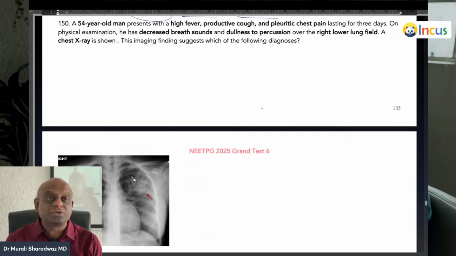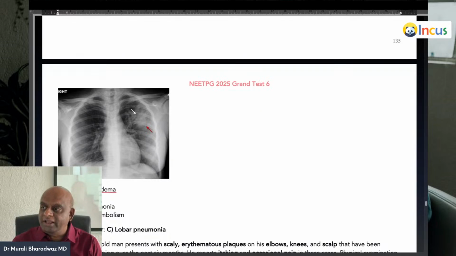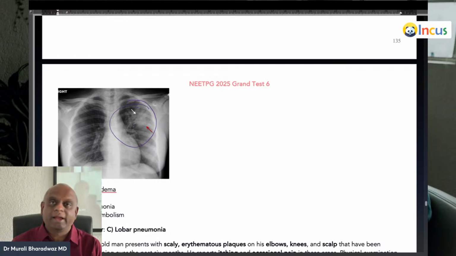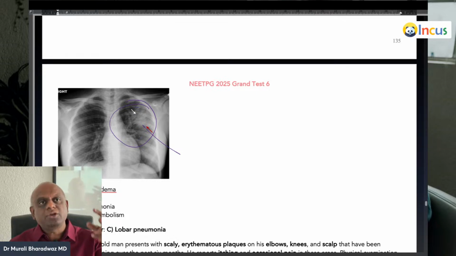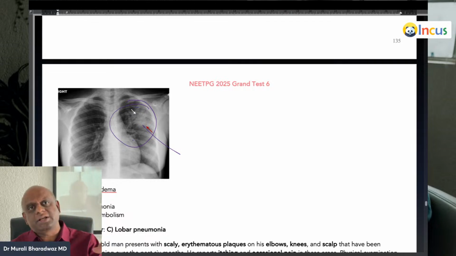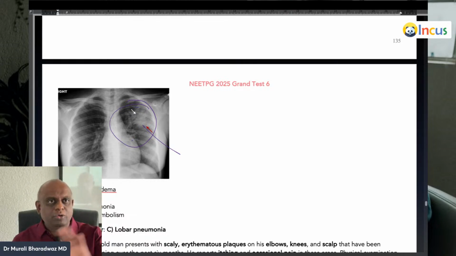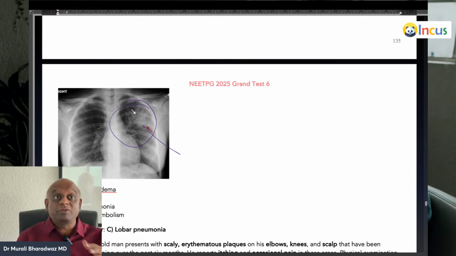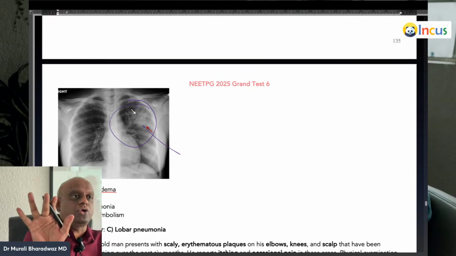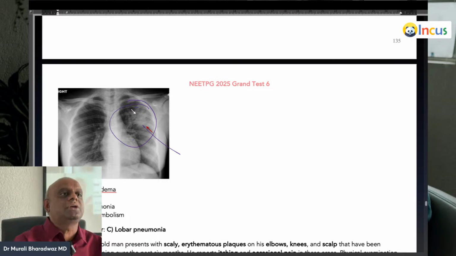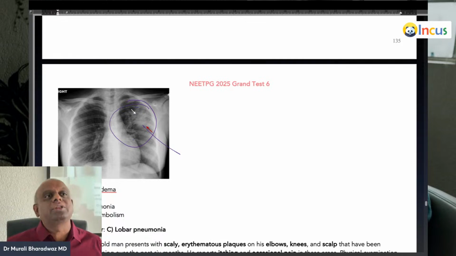54-year-old with decreased breath sounds. So what do you see here? Air bronchogram and a lobar pneumonia. What are the three types of pneumonia? Lobar pneumonia, bronchopneumonia, interstitial pneumonia. Viruses lead to interstitial pneumonia. Streptococcus is the most common cause for lobar pneumonia. And more virulent organisms lead to bronchopneumonia, where there is a diffuse spread of pneumonia to both the lungs.